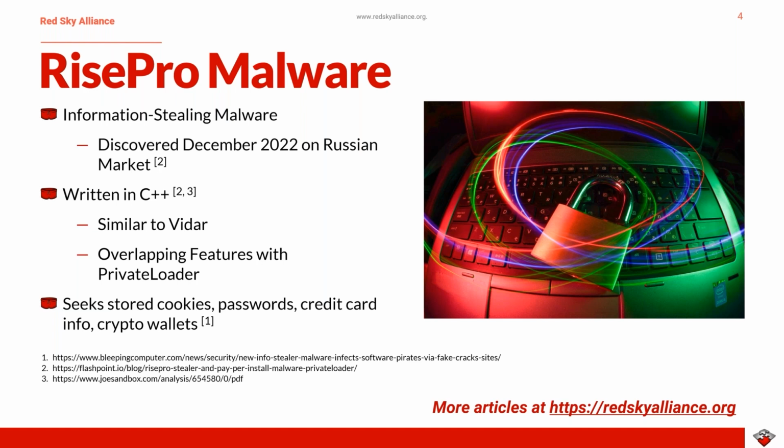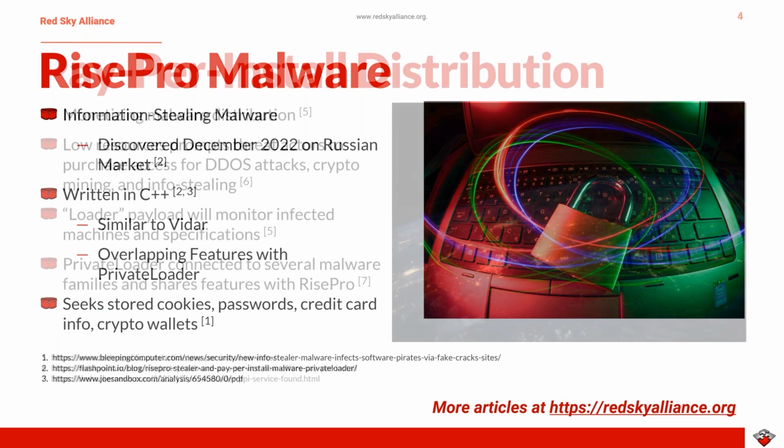RisePro hunts down cookies, saved passwords, saved credit card information, crypto wallets, and other software credentials, in addition to taking screenshots of infected machines. More specifically, it can search browsers like Chrome and Firefox, a wide variety of wallet type browser extensions, desktop applications like Discord and Battle.net, and it can even scan the file system for data patterns like those matching credit card receipts. In terms of distribution, it has been confirmed by both Flashpoint and Sekoia that RisePro is being distributed in the form of software cracks and key generators.